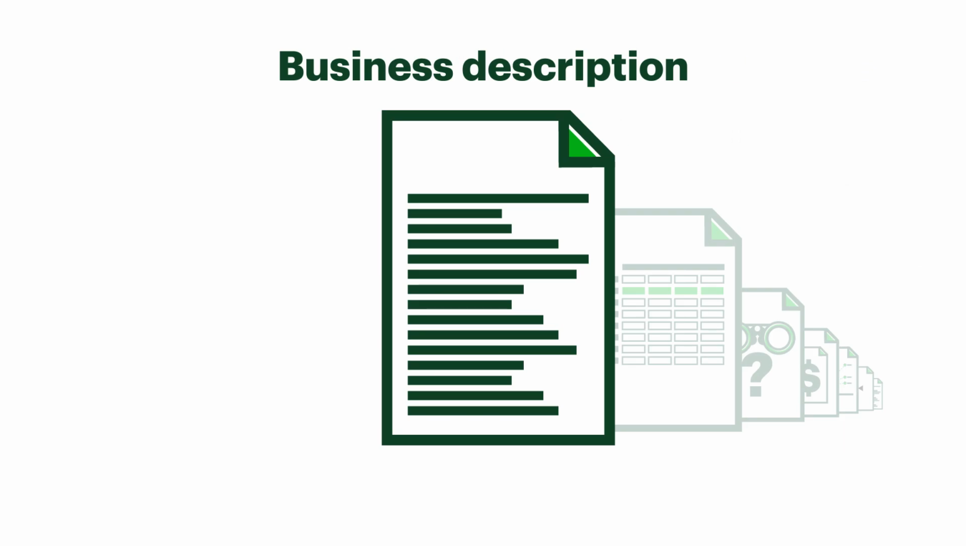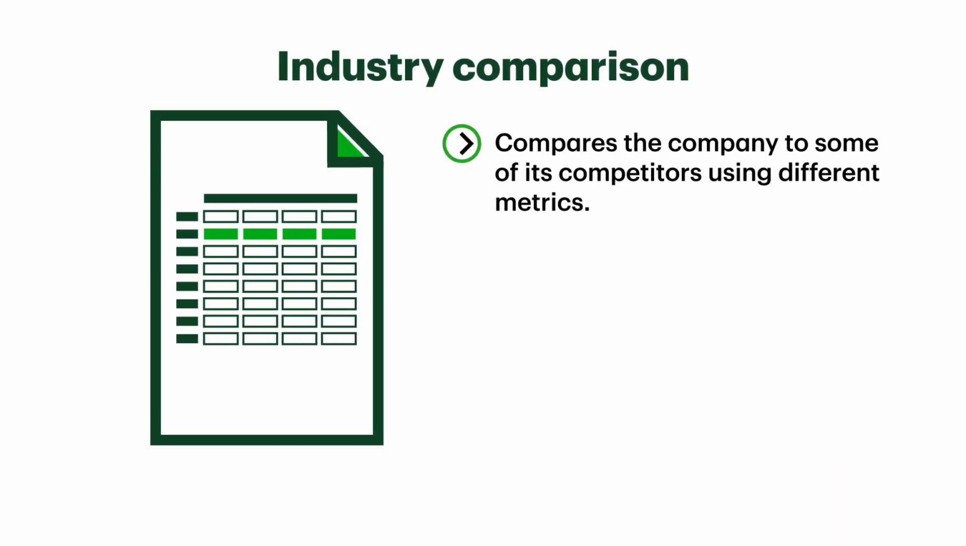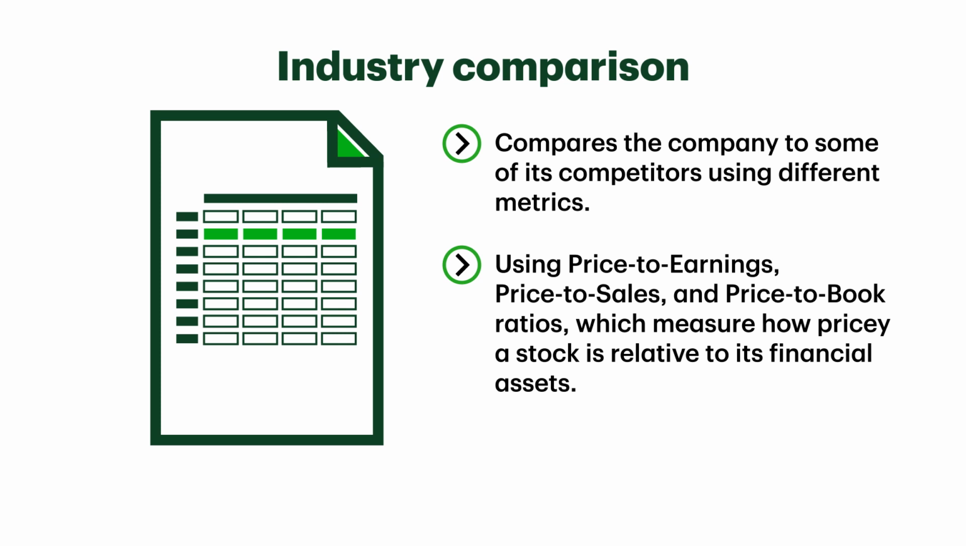This section should help you understand the company's product or service and some of its key customers. Next, industry comparison. This section compares the company to some of its competitors using different metrics. For example, it's price to earnings, price to sales, and price to book ratios, which measure how pricey a stock is relative to its financial assets. Comparing a stock's metrics to its peers can help you decide if it offers value to your portfolio.